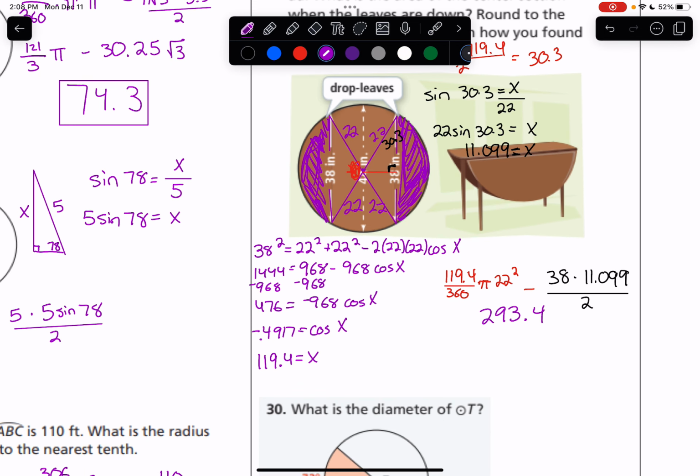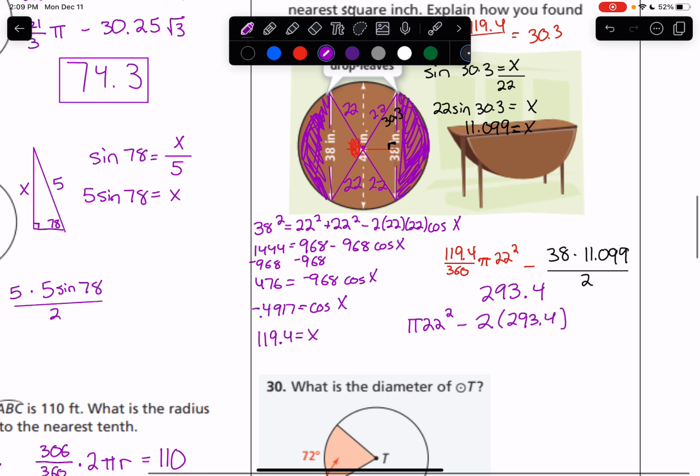That's a fairly simple calculation because that's pi times 22 squared. And I'm going to take off two leaves, two 293.4 leaves. And when I do that, pi times 22 squared minus 2 times 293.4, I come up with 934 inches squared. Whew. There's a whole lot in there, isn't it? That is an in-depth problem. But you know every single thing that you need to do to be able to make that problem work for you and be able to understand it.